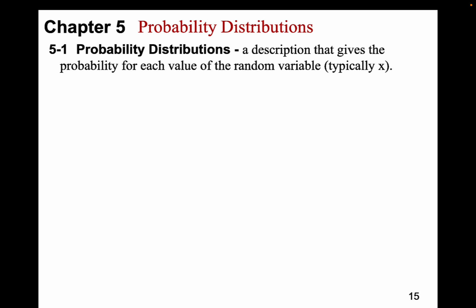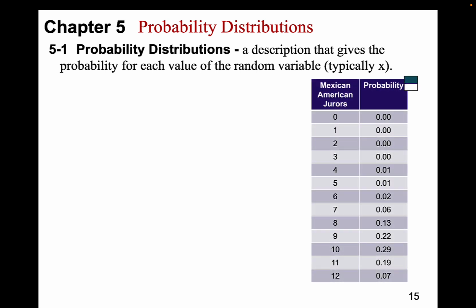Definition: probability distributions, a description that gives the probability for each value of the random variable, typically x. Let's look at an example of a probability distribution table. First column is titled Mexican American jurors, and here we have a count of exactly how many Mexican American jurors there could be on a jury which has 12 members.